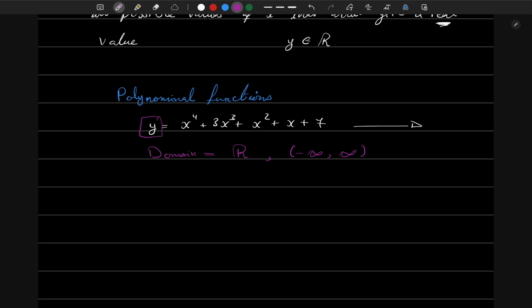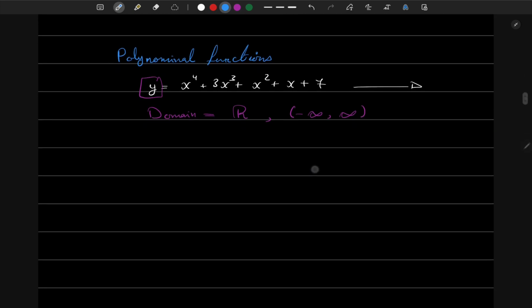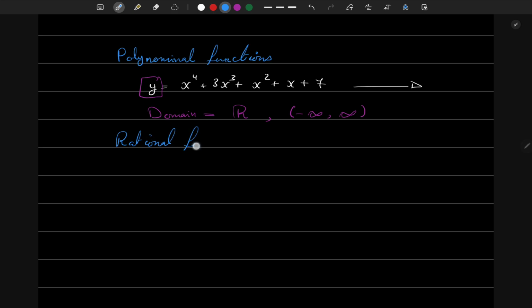So whenever you find yourself dealing with a polynomial function, the domain is straight R. And so we can move on to another type of function, which is the rational function. Now, when we're looking at a rational function, we find it to have a numerator and a denominator.